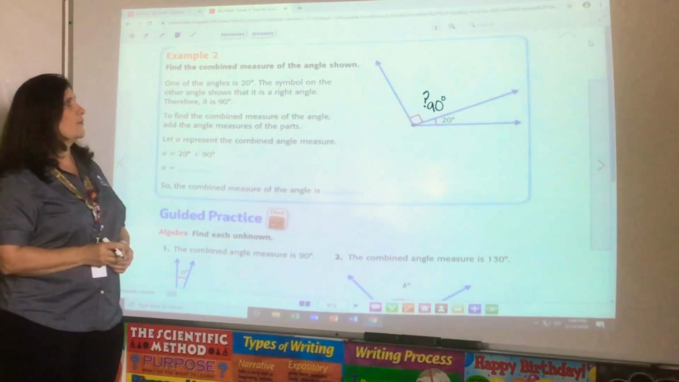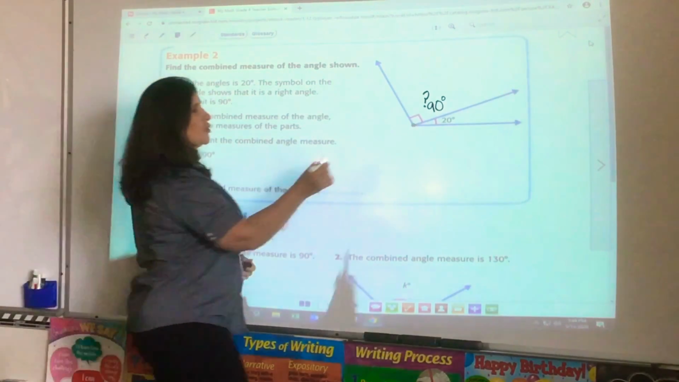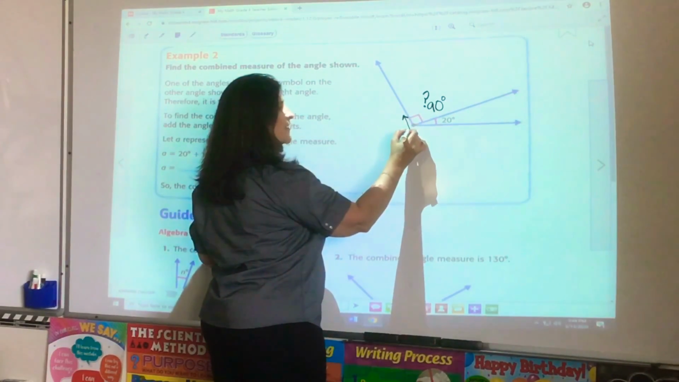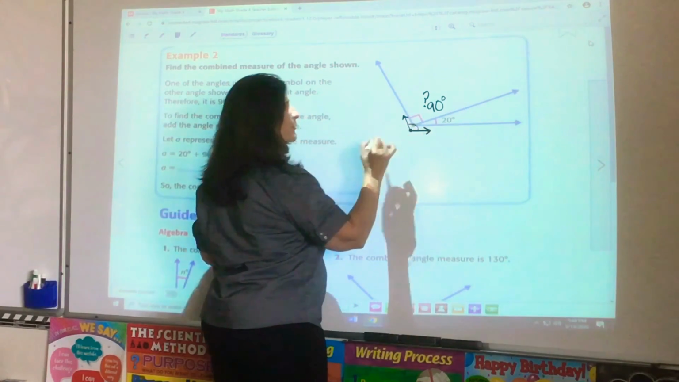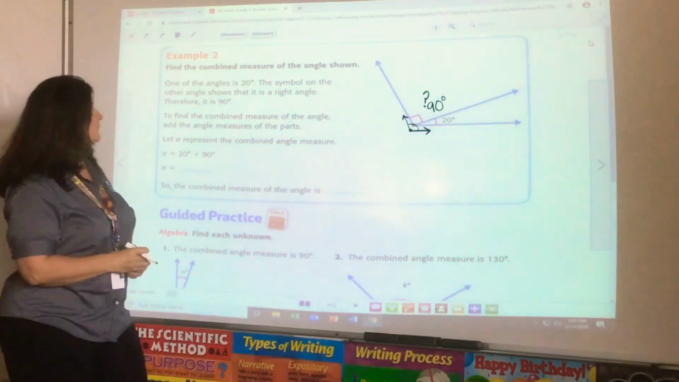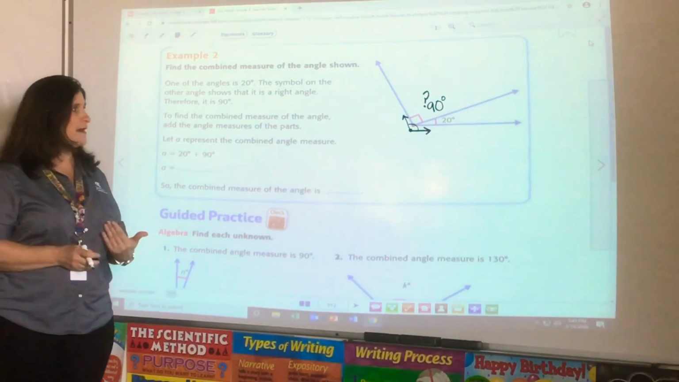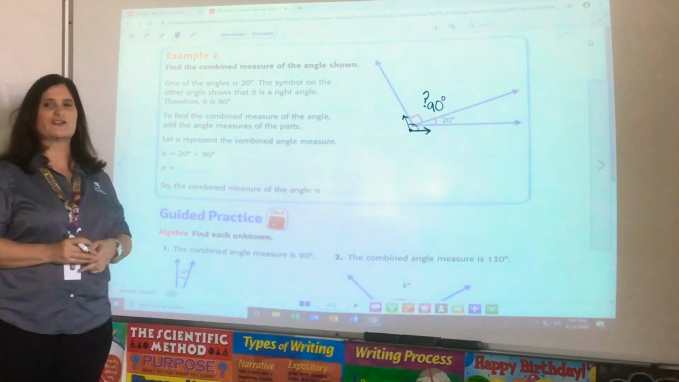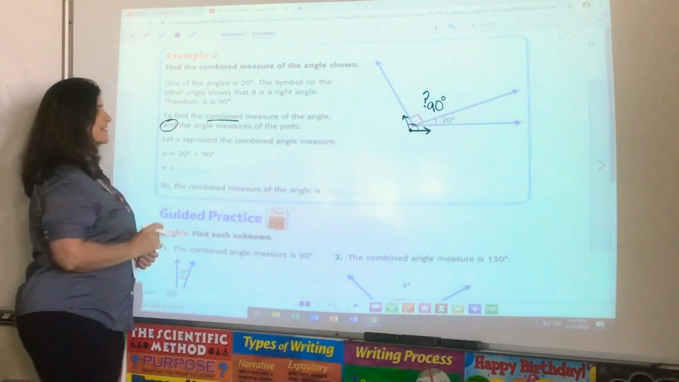But now, what we need to do is find, remember it says find the combined measure. So we want to find the measure of this ray with this ray. This is what we want to find. We know this piece and this piece, so what would we do? To find the combined measure of the angle, add the angle measures of the parts. Remember, it says combined, and that's a clue word you need to add.